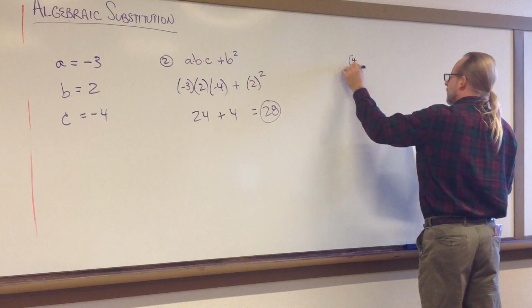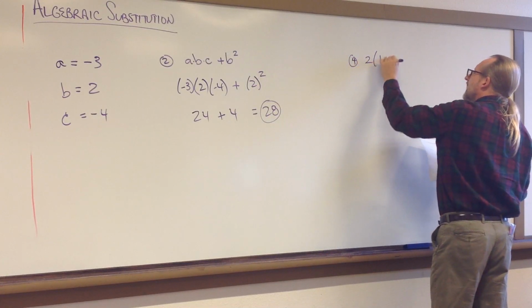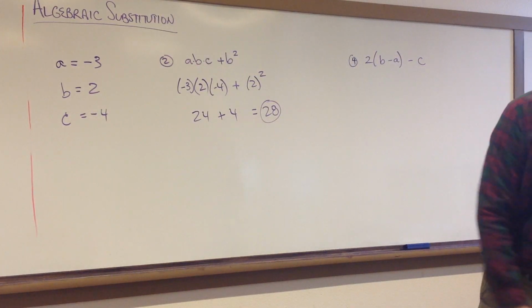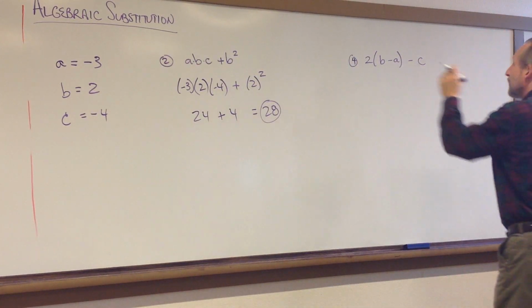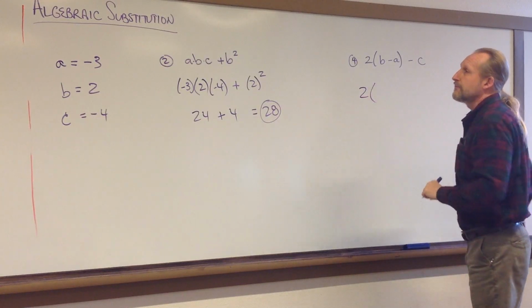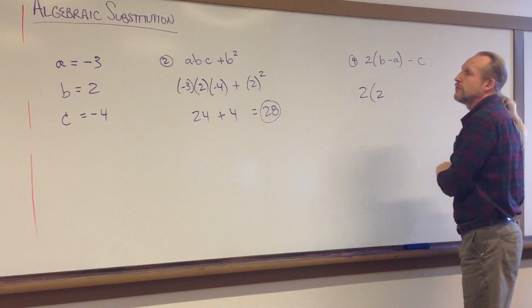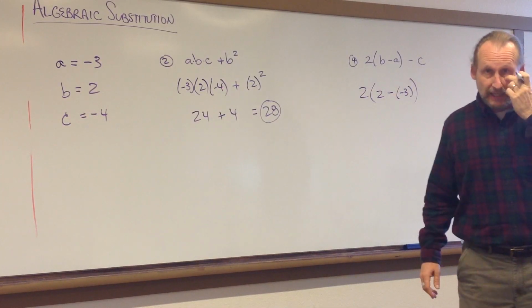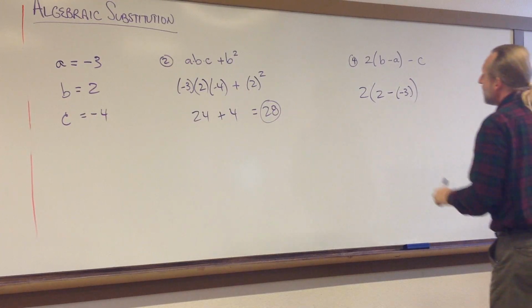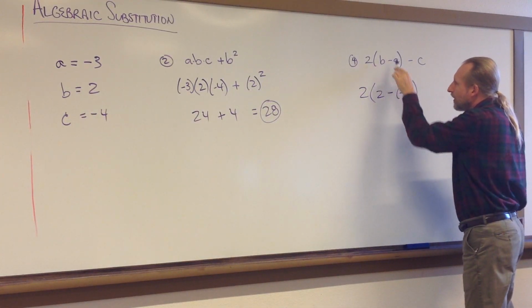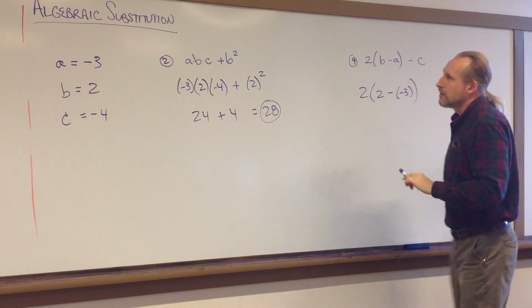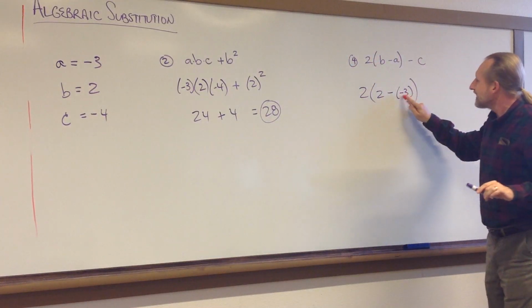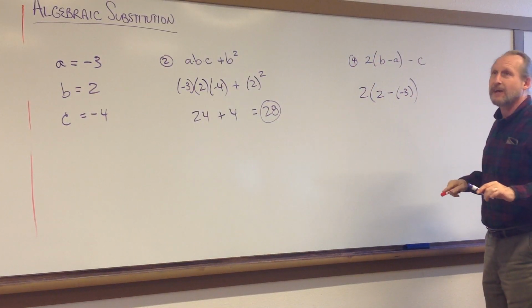All right, problem 4, 2 times B minus A minus C. Okay, so I'm going to do the same thing I did in problem 2. I'm just going to put the values for each of these variables in here. B is equal to 2. And A is -3. Now, I want to stop for a second and point something out about this. Notice this minus sign was part of the original formula. But the variable A contains a negative sign as part of its value.